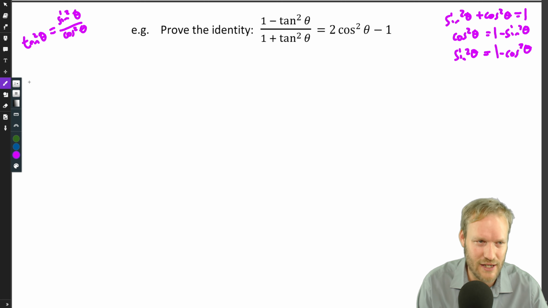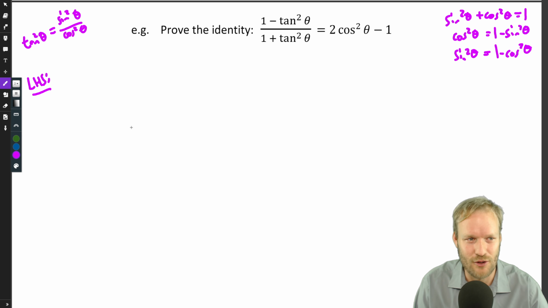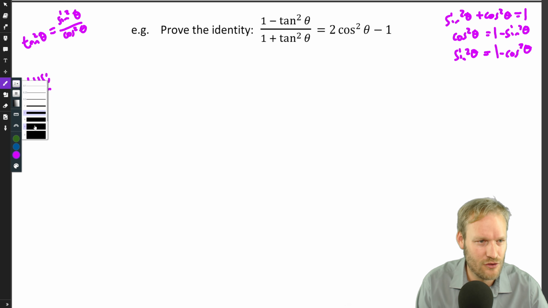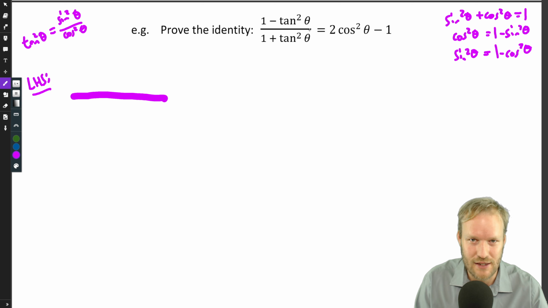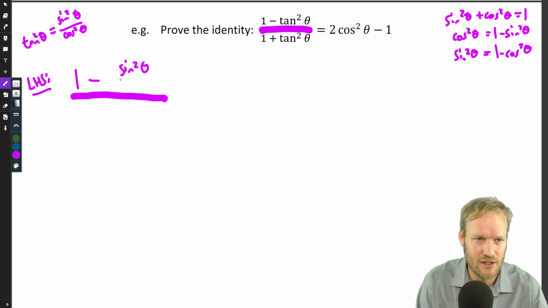So let's take the left-hand side and tell our reader which side we picked, so it's clear what we're doing. Okay, so the numerator, I'm just going to draw my fraction line here nice and big. That's that fraction line over there. And say, well, we've got 1 minus sine squared theta over cos squared theta. And that we're going to divide by 1 plus tan squared theta.